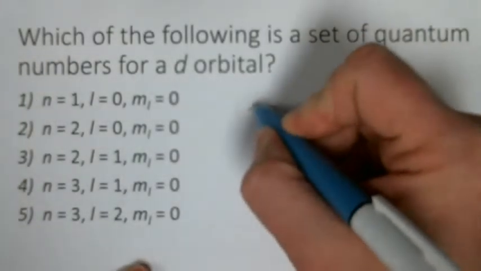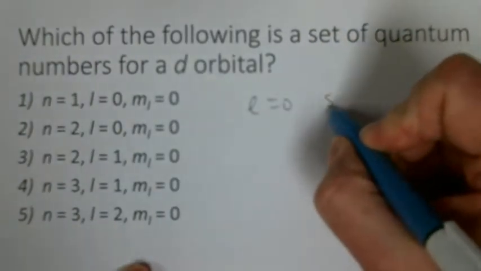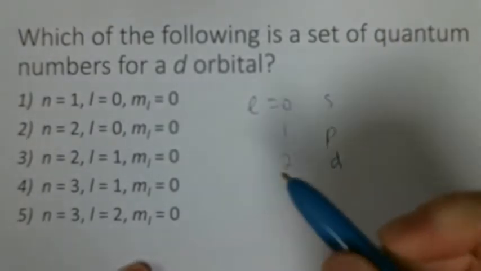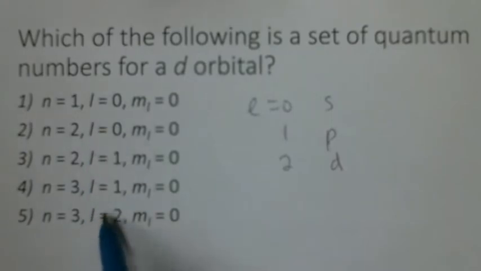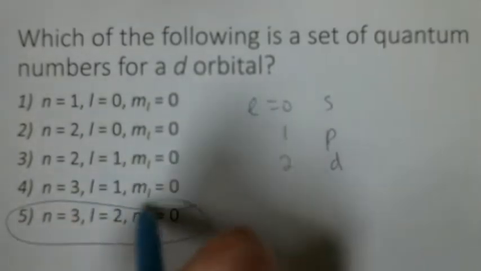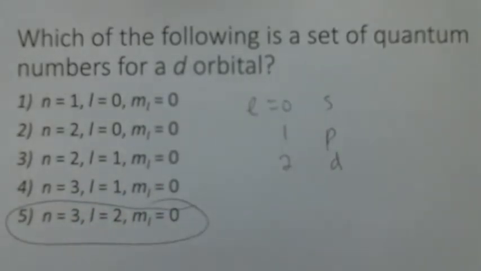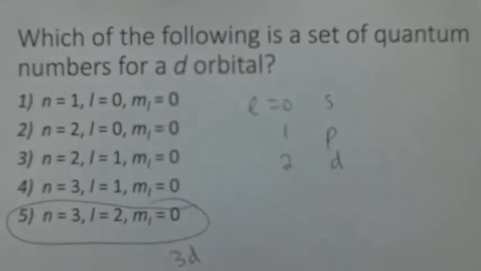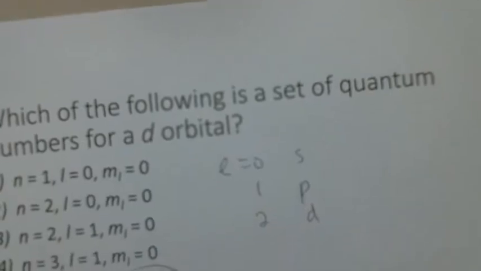Anyway, next one. Again, answer it before I do. Which of the following is a set of quantum numbers for a d orbital? Well, that's definitely memorization, right? We already did that. L equals 0 is the S, 1 is P, 2 is the D. And so we just look through L equals 2 and find it. Excellent. Okay, so that would be the 3D orbitals. That's not too bad, is it?